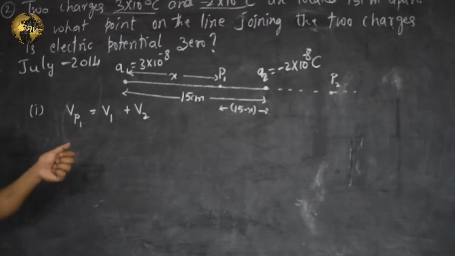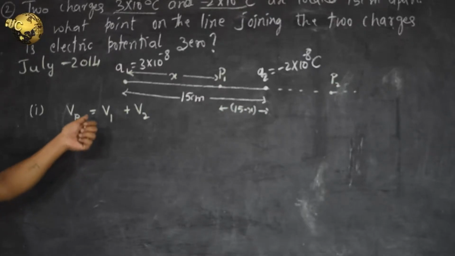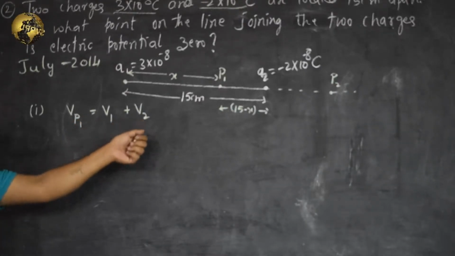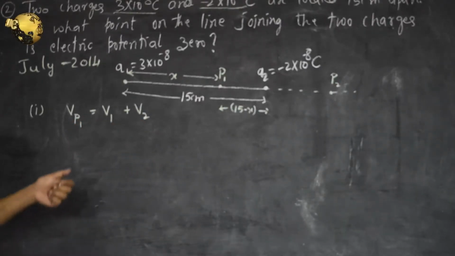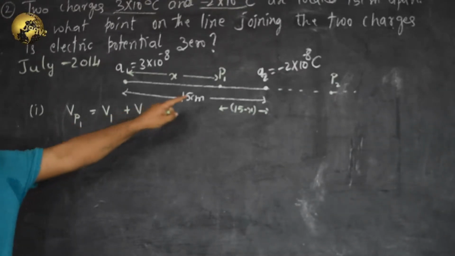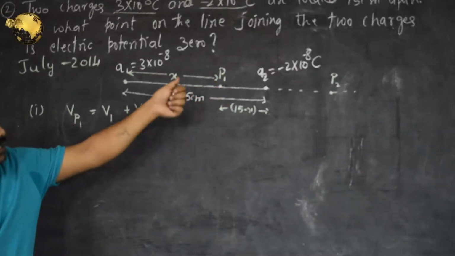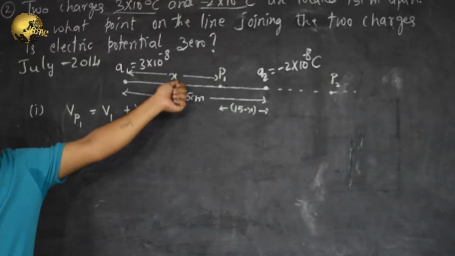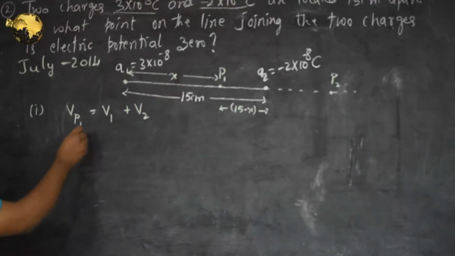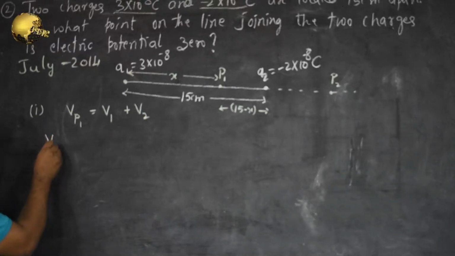The potential at point 1, Vp1, is equal to V1 plus V2. Our intention here is to find out where the point P1 is, or else to find out x in this situation. Let's do that. Vp1, so here the potential is 0.